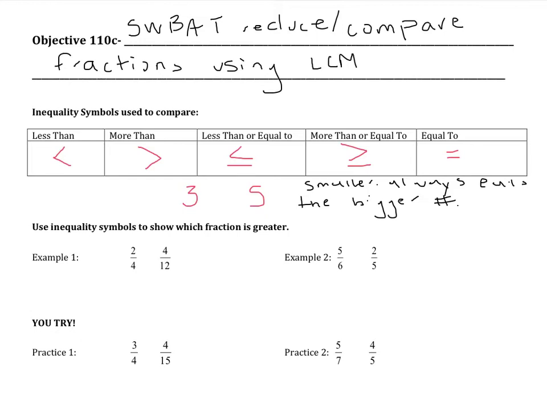So when we're looking at this 3 and 5, we're thinking, okay, which number is smaller? 3 is smaller, so 3 is going to be less than 5. I want you to imagine that this V had teeth in it, okay? Notice that it's eating the bigger number. So this says 3 is less than 5. The V is going to eat the bigger number.